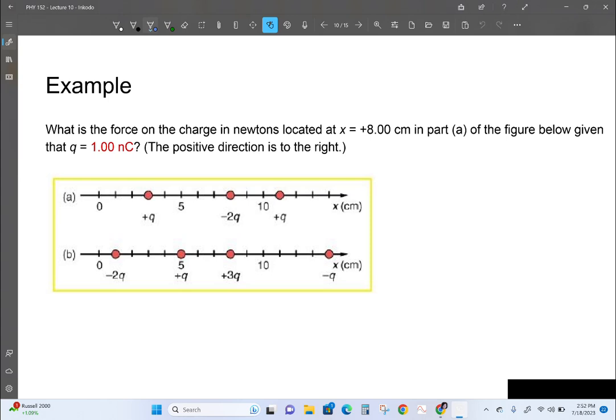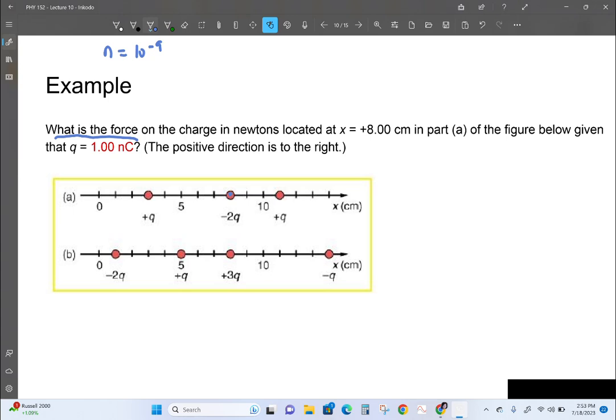All right, so let's just do a couple of examples. What's really tricky in this section is being able to understand whether you're finding the force or the electric field at a location. So let's say that I ask you what is the force on the charge in newtons at the 8 centimeter mark. So I want to know the force here in the figure below. And we're going to use Q is equal to 1 nanocoulomb. And nano is 10 to the negative 9.